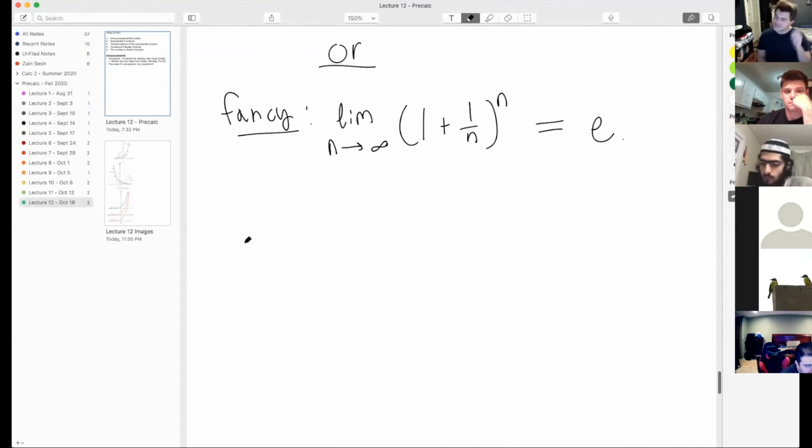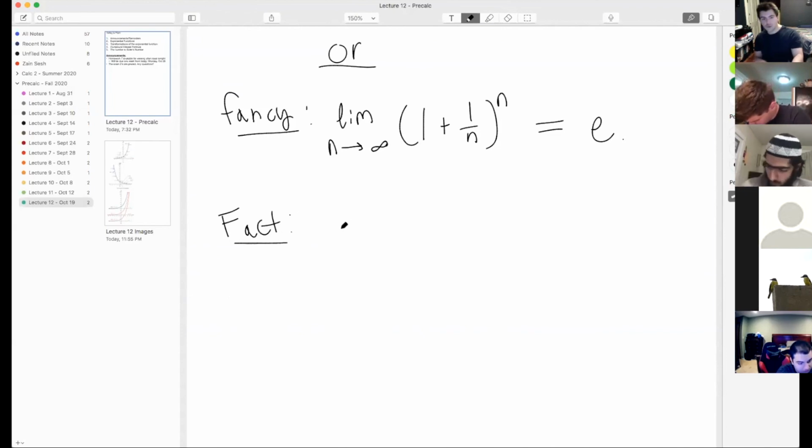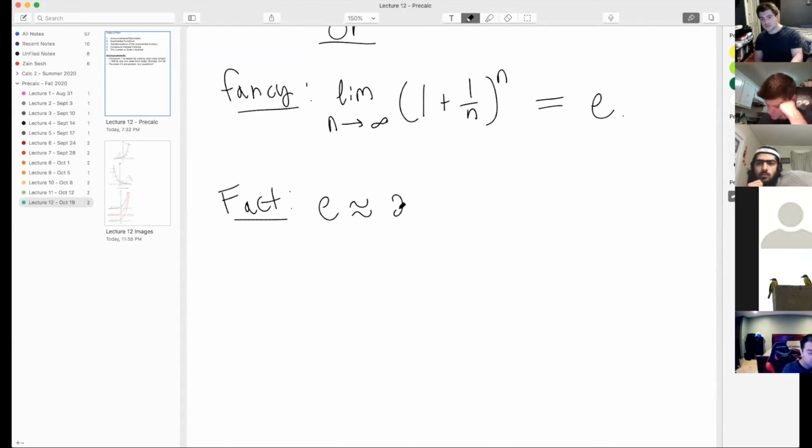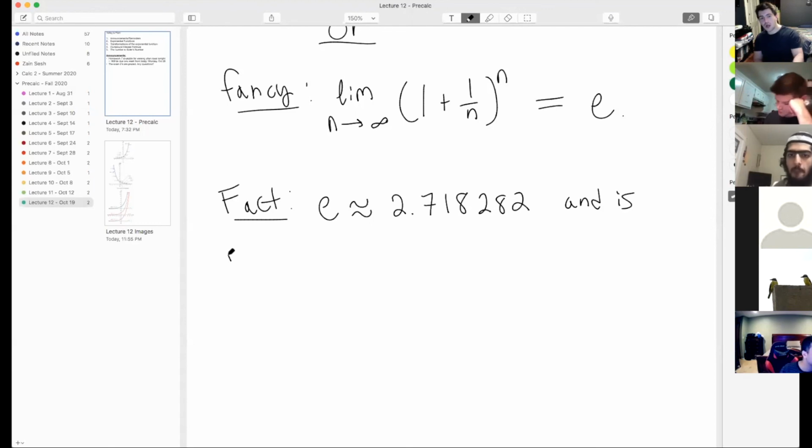All right, good. Now let me end class with a quick fact about E, and then we will call it a night. What does E look like? What are the first few numbers of E in its decimal expansion? E is approximately, where the equal sign means approximately, 2.718282. So it's approximately this number, and it is irrational.